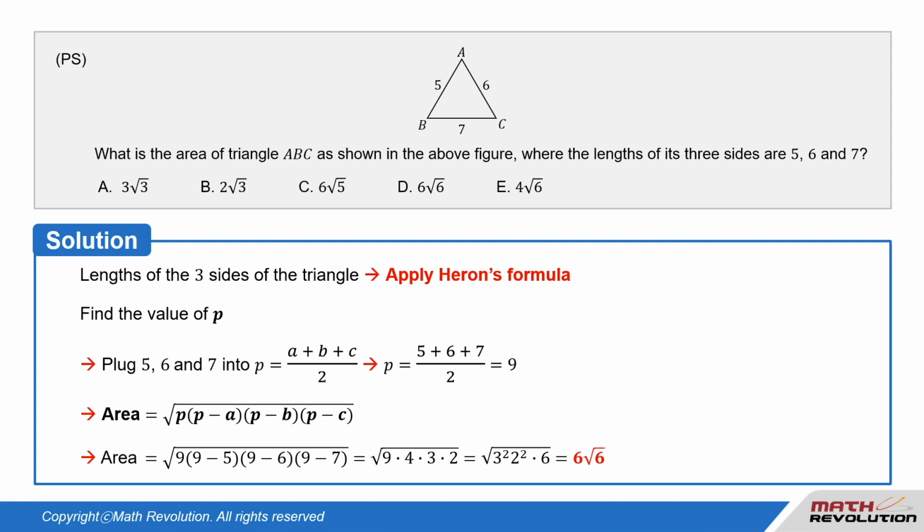the square root of 6. The most important fact in Heron's formula is that the sum of the lengths of the sides is divided by 2, not 3, to find P. Don't forget this. Thus, D is the correct answer. Answer D.